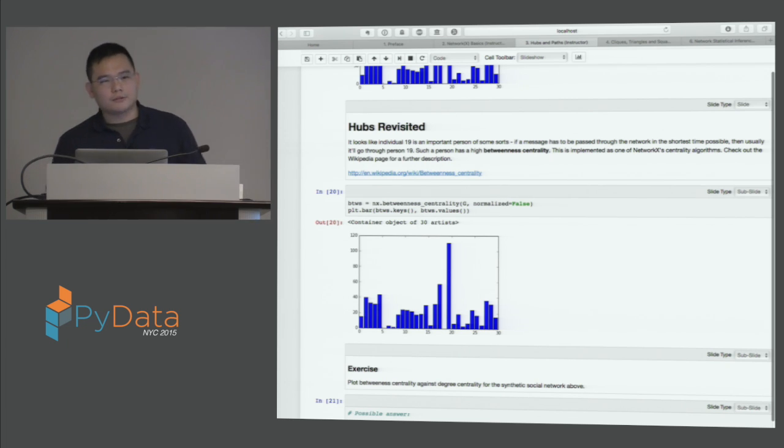So what I want you to try to do is to plot the betweenness centrality against the degree centrality for the synthetic social network that I've given you over there. So give that a shot.